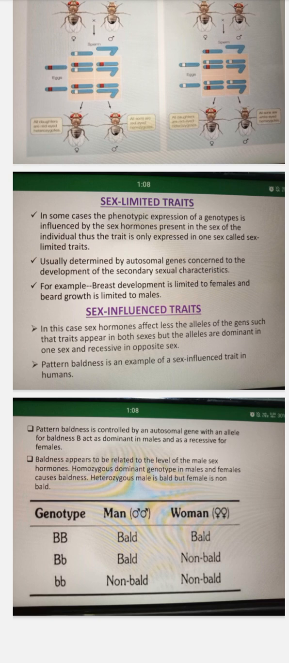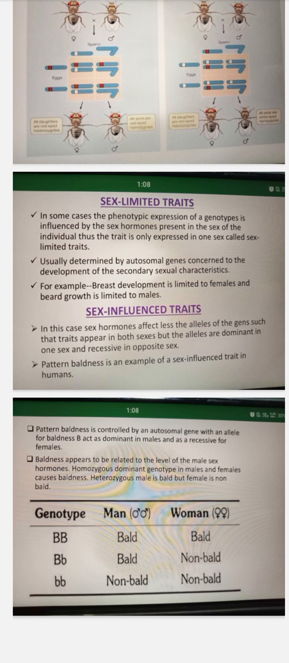Sex-influenced traits: hormones affect the expression of the alleles of the gene such that traits appear in both sexes, but the alleles are dominant in one and recessive in the other. Pattern baldness is an example. Pattern baldness is controlled by an autosomal gene with an allele for baldness. It is dominant in males and recessive in females.